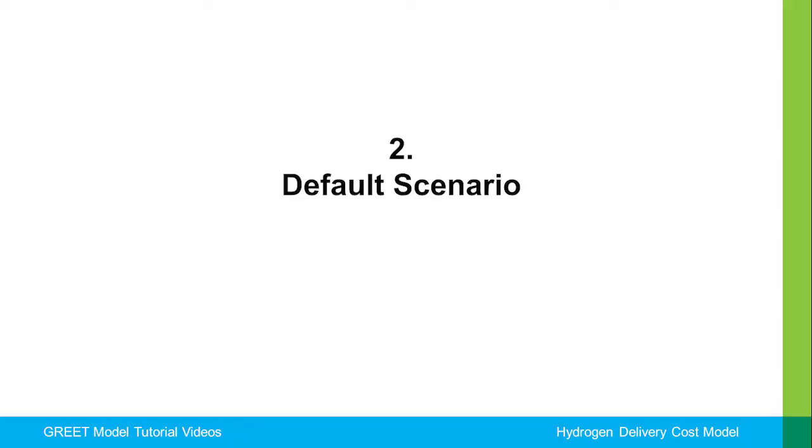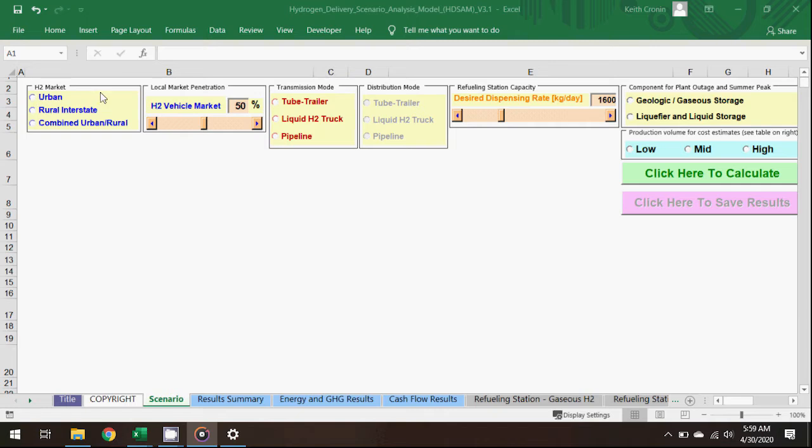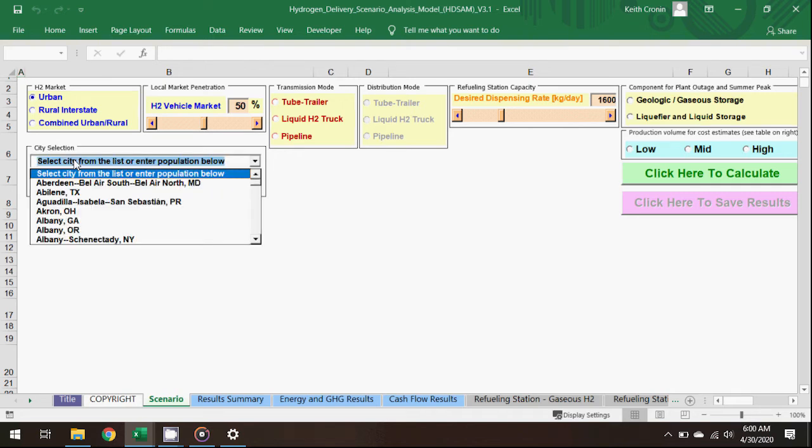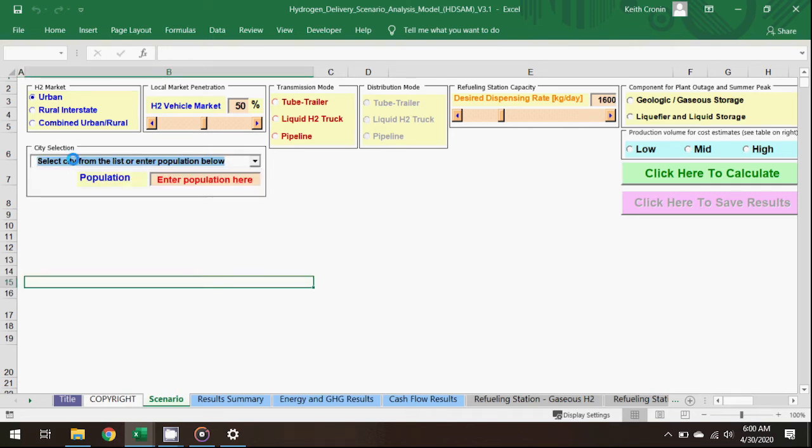For demonstration, I'll run a scenario with the default inputs for a liquid hydrogen pathway, and then I'll run a few scenarios after modifying some of the inputs to the liquid H2 pathway, and then compare results to the default scenario results. I'll set up my scenario inputs on the scenario worksheet, selecting urban as the hydrogen market and choosing Sacramento as the city selection.